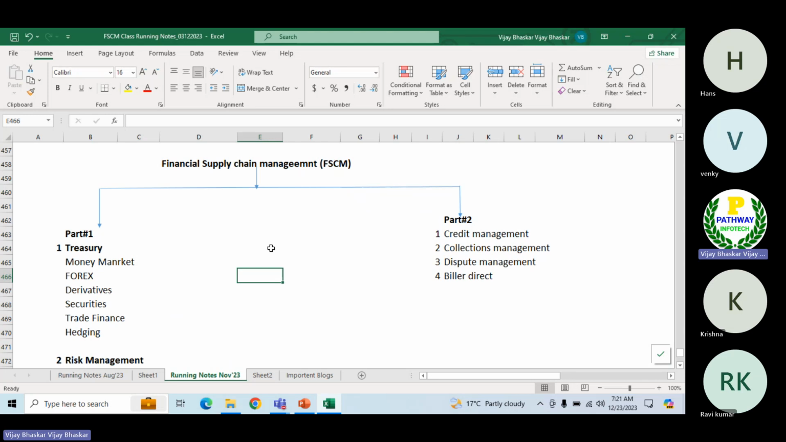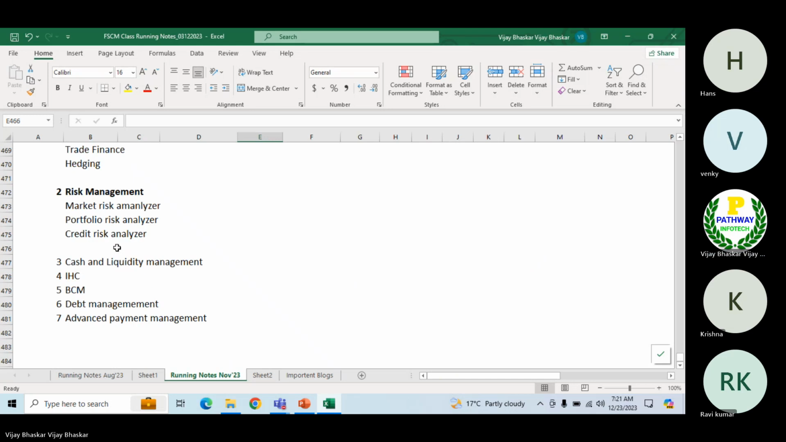Because many people are thinking that, okay, I want to learn only treasury. I want to learn only credit management. Or some people will say that I want to learn FSCM and treasury. But FSCM component itself has these sub-components.